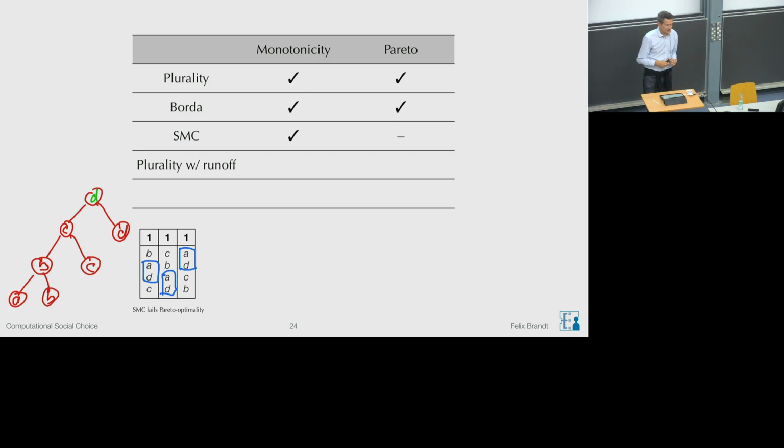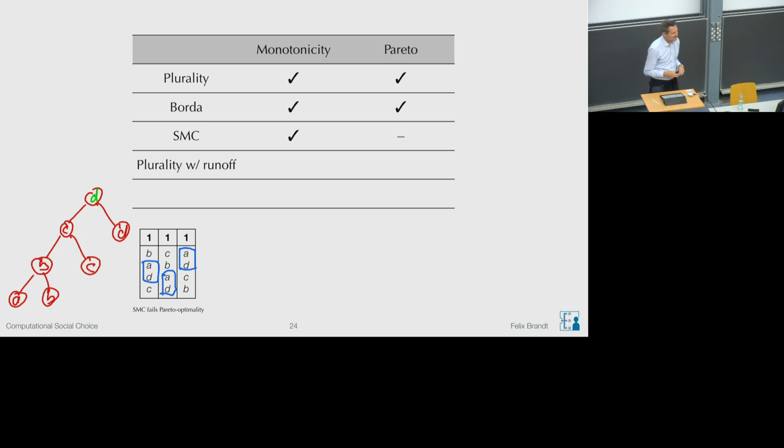Plurality with runoff. Okay, so maybe for some of these rules you need to think again about how they are defined. That was the French election system, where you have a runoff between the 2 best candidates according to plurality. Does this satisfy monotonicity? I guess now you're becoming more skeptical in general, but who thinks it satisfies monotonicity? Who thinks it doesn't? Wow, okay, fooled you again, it violates monotonicity.